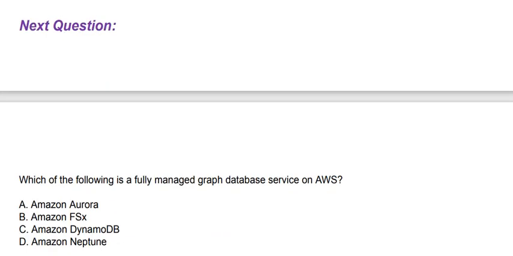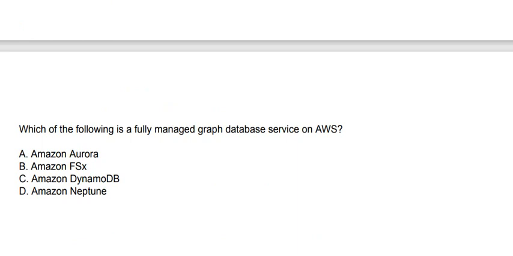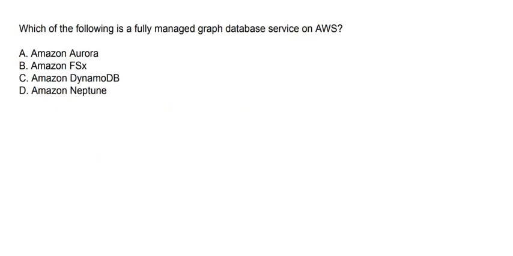Next question is: which of the following is a fully managed graph database service on AWS? Option A, Amazon Aurora. Option B, Amazon FSx. Option C, Amazon DynamoDB. And option D, Amazon Neptune. The correct answer is option C.